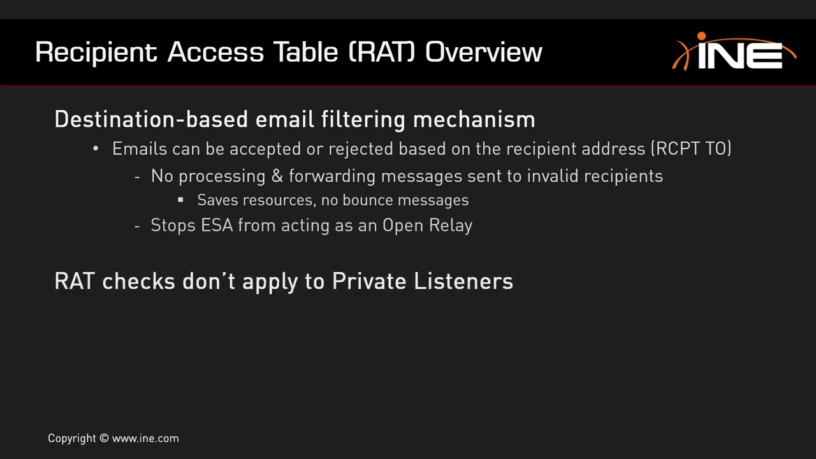One additional note on this table: these checks will only apply to listeners that are meant to handle incoming connections, and possibly also outgoing connections, like in our case, when we have just one listener for both. If you go for two listeners, one for incoming and one for outgoing messages, the outgoing listener, known as a private listener, will not use the recipient access table, because it is meant to deliver emails to any destination, so we do not have to perform any destination-based checks.